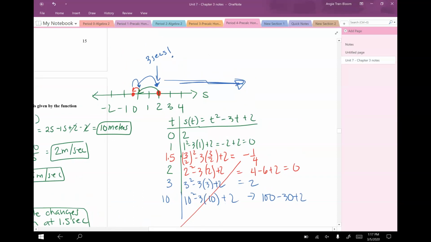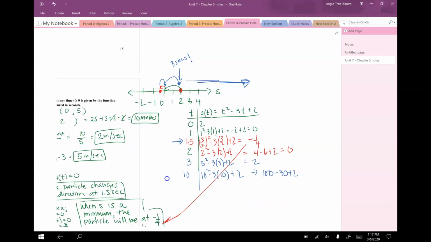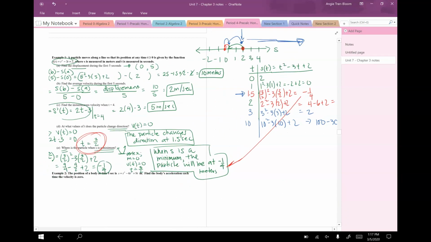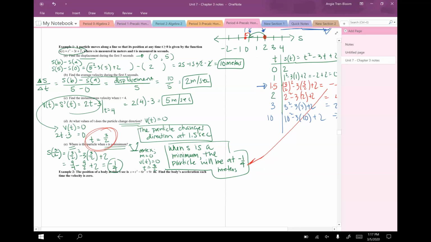So as you can see, it went left. It started out going left until 1.5, and then it went right indefinitely. So this is really what's going on with this object. I know, it's really cool, right? We'll touch more on that later. But right now, that's what all of that connection is.